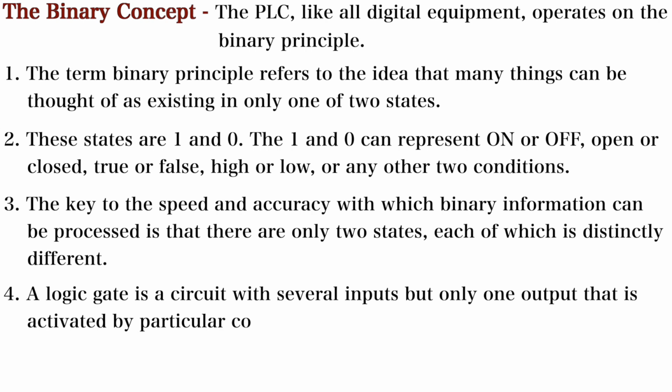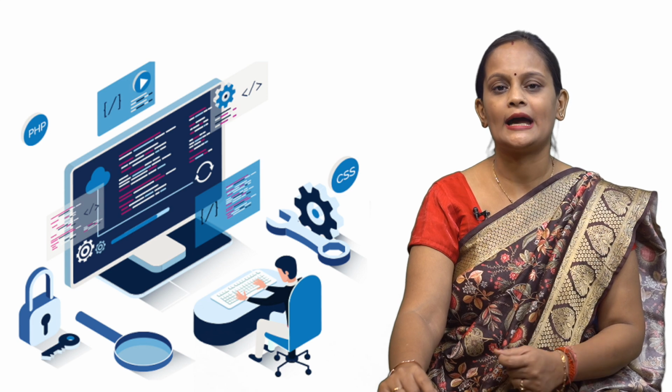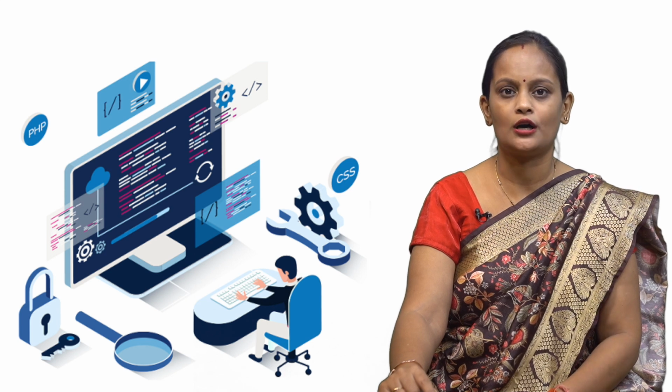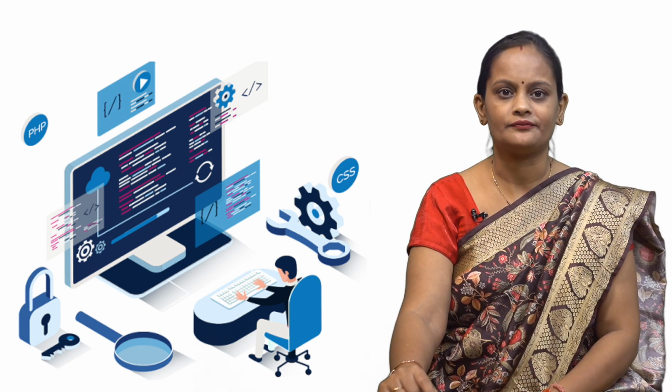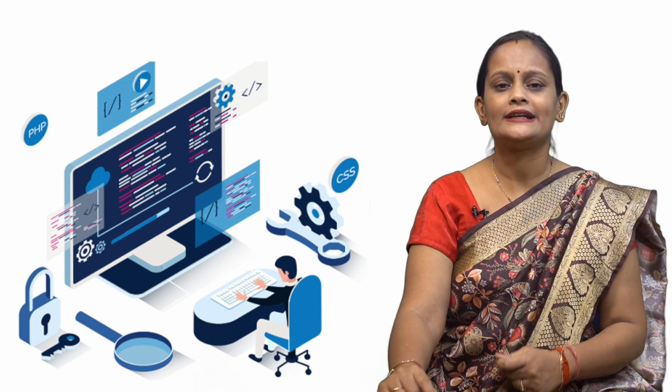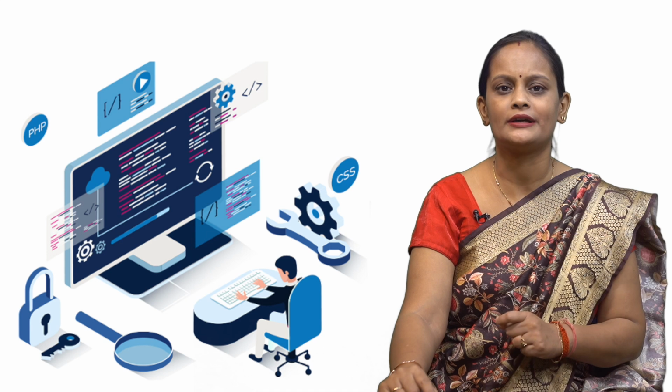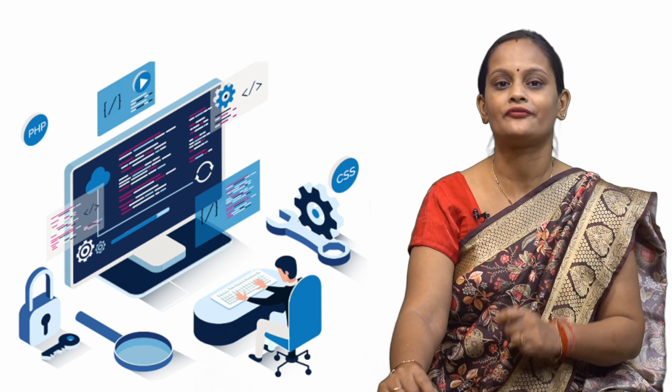Next, the logic gate. The logic gate is a circuit which performs binary operations. It is a circuit with several inputs but having only one output, which is activated by a particular or certain combination of the input conditions. Logic is generally defined as the ability to make decisions when two or more different factors must be taken into account before any action is taken. Take a basic example for the operation of the PLC, where it is required for a device to operate only when certain conditions or factors have been satisfied.